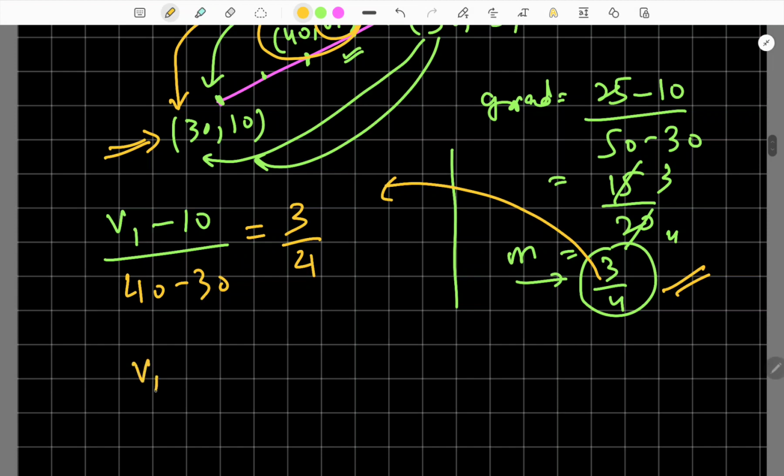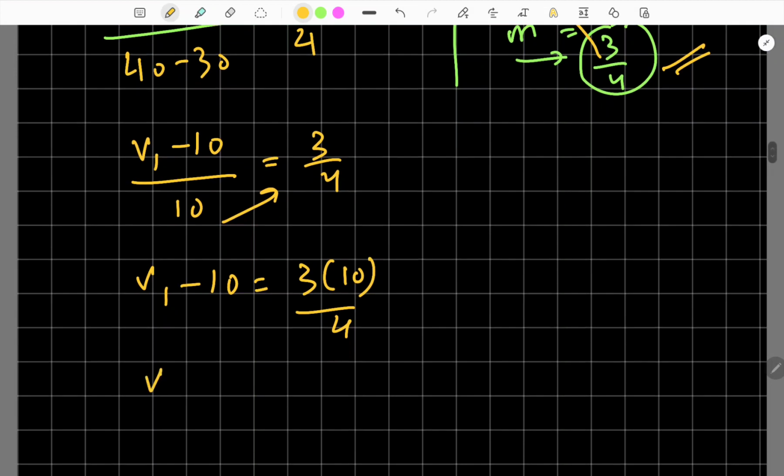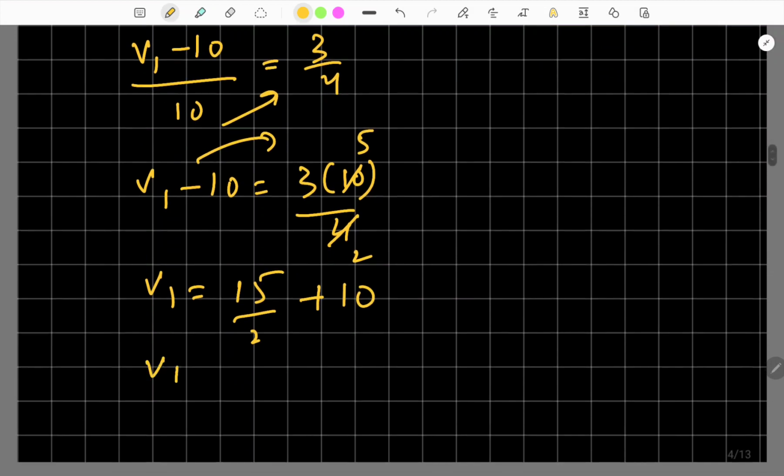चलो, what is 40 minus 30? V1 minus 10. 40 minus 30 is 10. चलो क्रॉस मल्टीप्लाई कर दो. So V1 minus 10 is equal to 10 into 3 over 4. Right बेटा? ठीक हो गया? So V1 कितना आ गया? 2 times 2 is 4, 2 times 5 is 10. This is 15 over 2. Minus 10 हो जाके क्या हो जाएगा? Add. Right? So 15 over 2 is what? 15 का half is what बेटा? 7.5 plus 10. So बेटा velocity आ गई आपकी at that point, that is 17.5 meters per second.